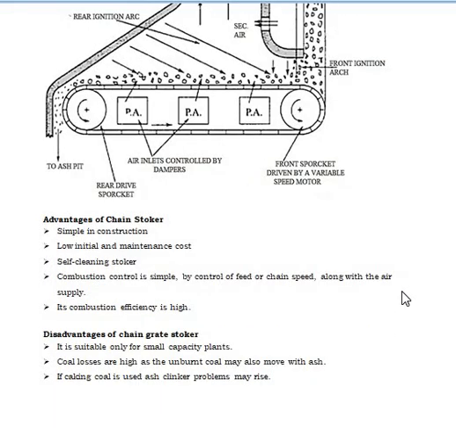Disadvantages: it is suitable only for small capacity plants. Coal losses are high as the unburnt coal may also move with ash. If caking coal is used, ash clinker problems may arise.